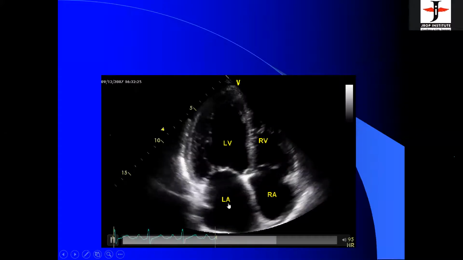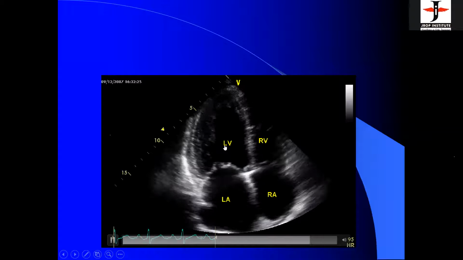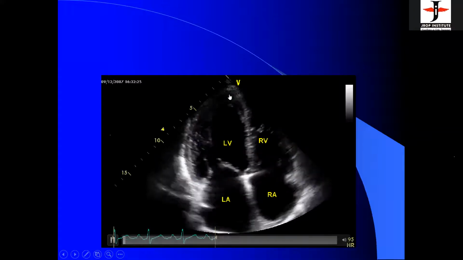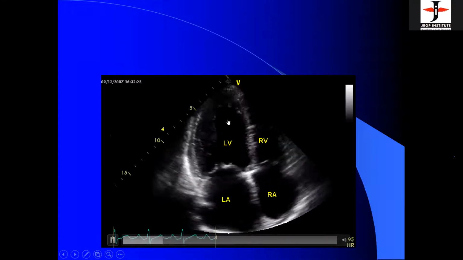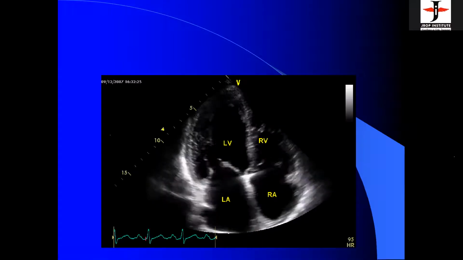So the blood which is going from the left atrium through the mitral valve into the left ventricle is going towards the transducer. So it will be above the baseline because it is going towards the transducer. So this is known as a positive Doppler shift.